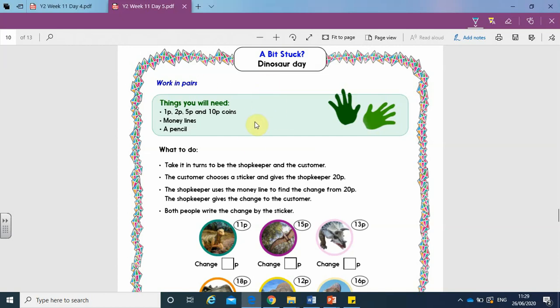Have a go at one of these fun games. Dinosaur Day. You're going to need 2p, 1p, 5p, 10p, money lines and a pencil. Take it in turns to be a shopkeeper and the customer. The customer chooses a sticker and gives the shopkeeper 20p. The shopkeeper uses the money line to find the change. The shopkeeper gives the change to the customer. Both people write the change by the sticker.